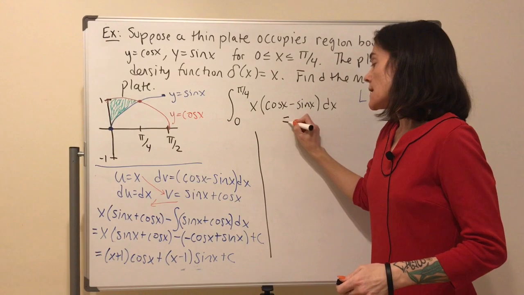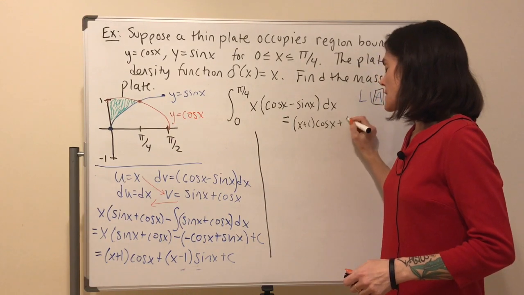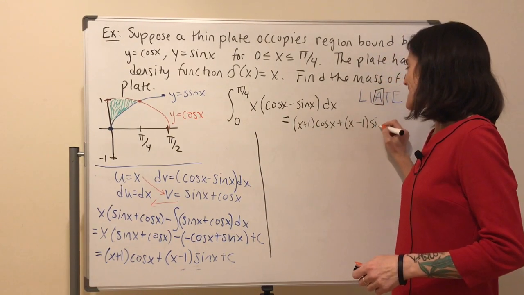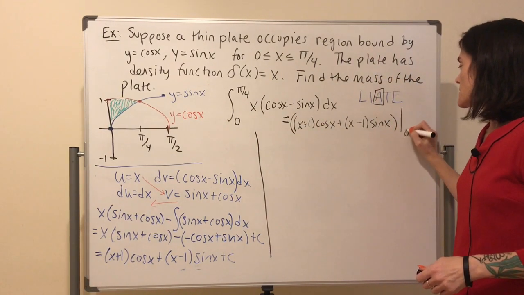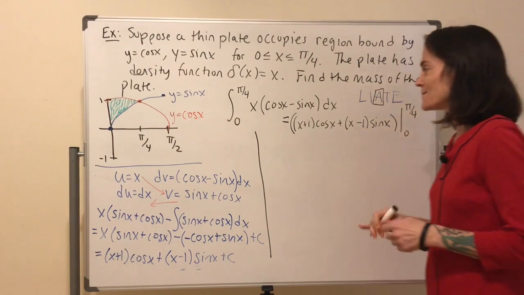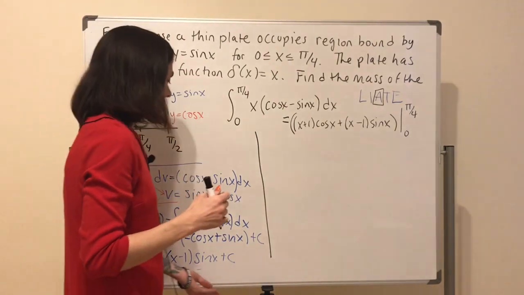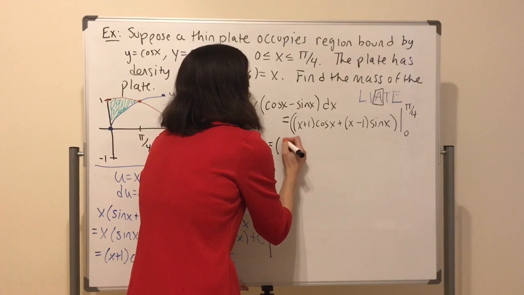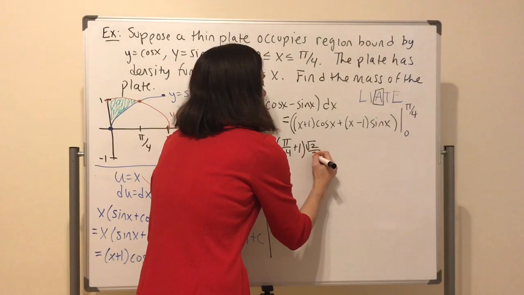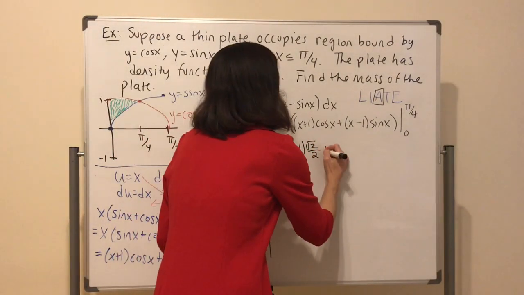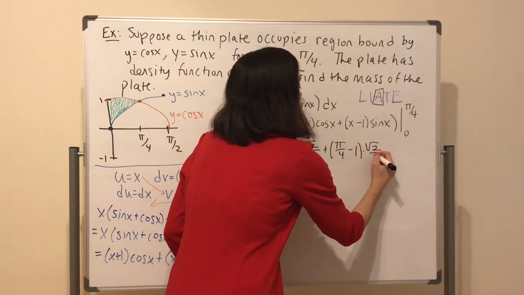Okay, so this part equals, I have x plus 1 cosine x plus x minus 1 sine x. And then I evaluate all of this between 0 and pi over 4. Okay? Well, fine. We have pi over 4 plus 1 times square root 2 over 2. Then we have pi over 4 minus 1 times square root 2 over 2.